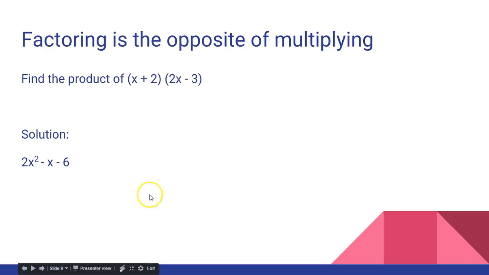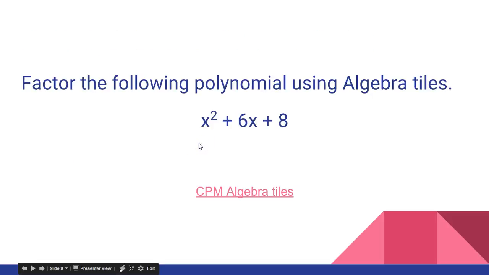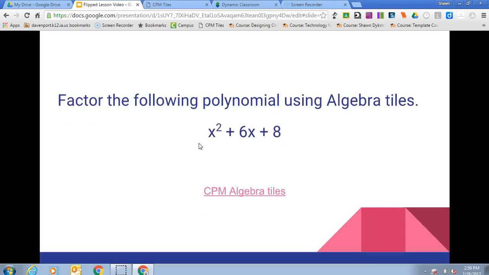We will start with 2x squared minus x minus 6 on the inside of our algebra mat, and we will be filling in the outside of the mat with the x plus 2 and 2x minus 3. Factor the following polynomial using algebra tiles. As you can see, this trinomial looks like the product of, or the answer to, what we were working with yesterday. Let's go to our CPM algebra tile mat right now.